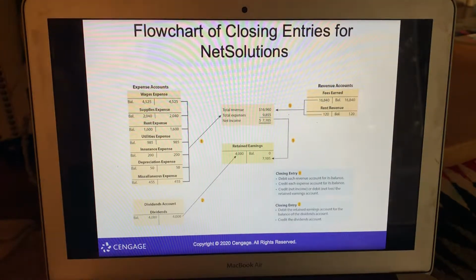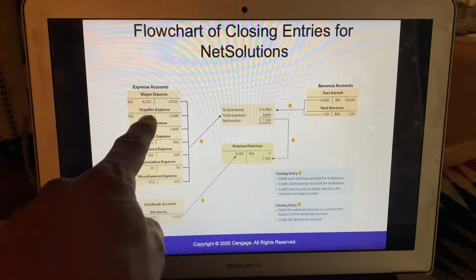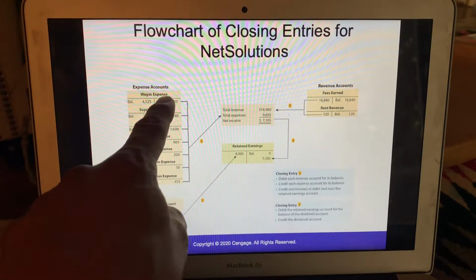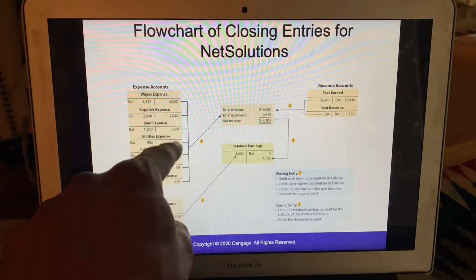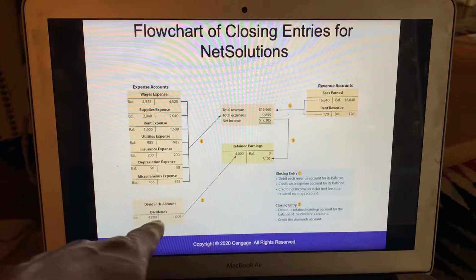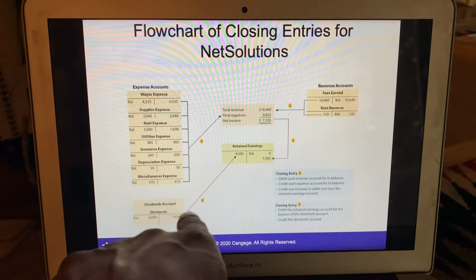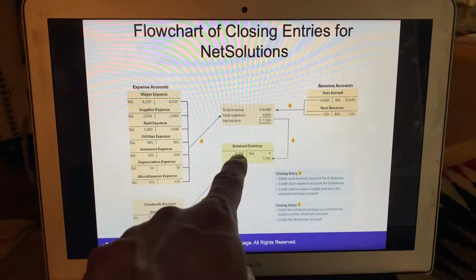Here's the flow chart of what this looks like. Again, these all have balances in here. The balance is 45. Notice this is a debit, so to zero those out, we're actually crediting those. That's important. Same with this one. There's a balance of 4,000. We're going to do a credit. See how there's a credit here, but we're debiting retained earnings.